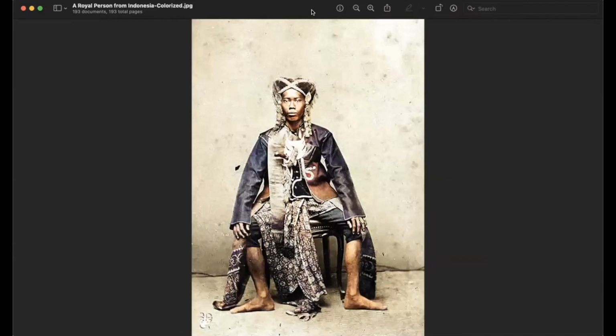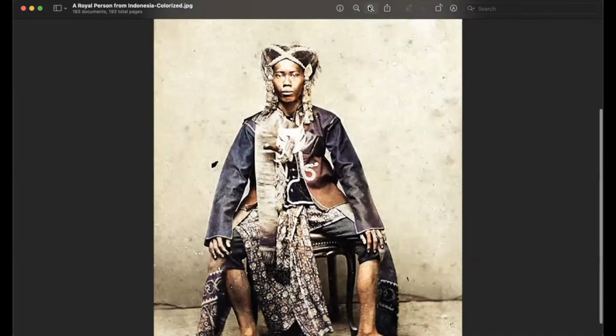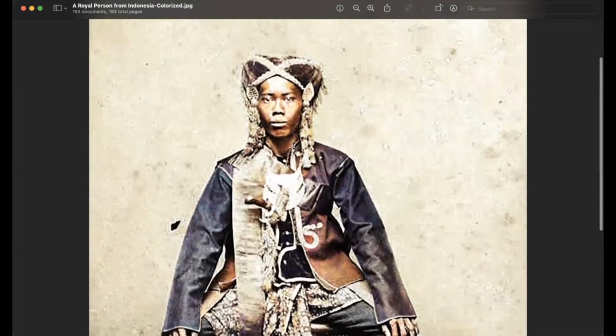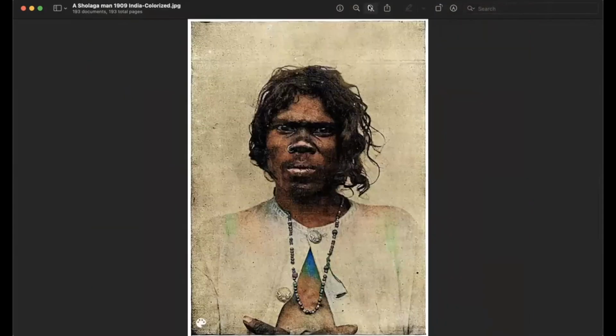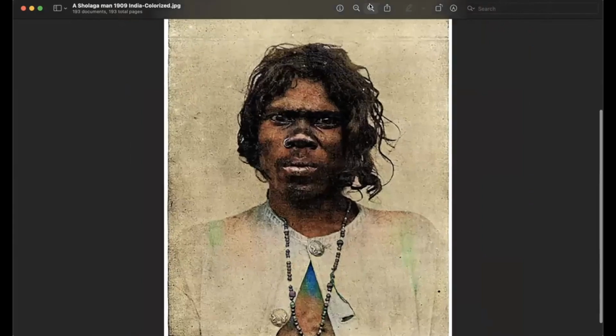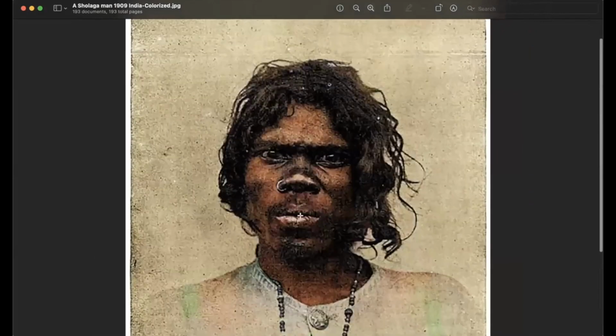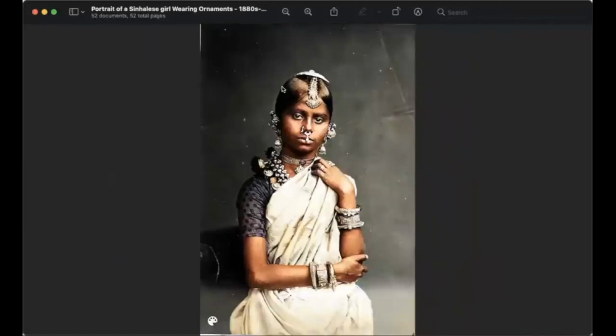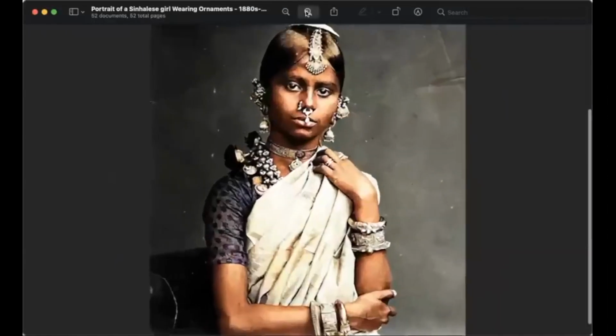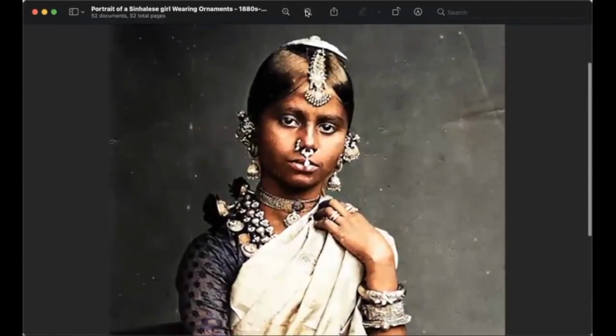This is a royal person from Indonesia, it says here. All right. Royal person from Indonesia. And of course, swarthy as well. Swarthy individual. This is a Sholaga man, 1909, from India, a Hindu. All right. From India. You see that? Very swarthy, coarse, curly, coarse hair. His people would be labeled Chinos in the 1600s, 1500s, going into Mexico. This is a portrait of another Sinhalese girl. It says wearing ornaments in the 1880s. Look at that. All right.